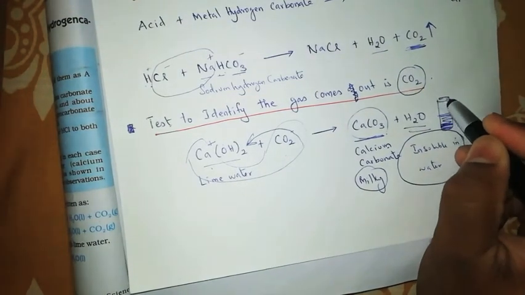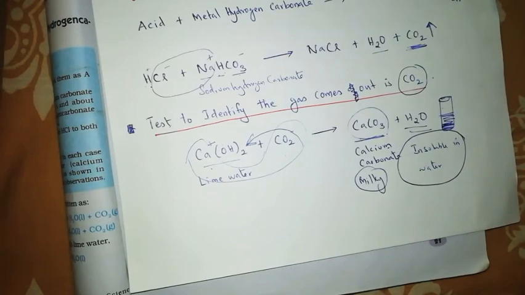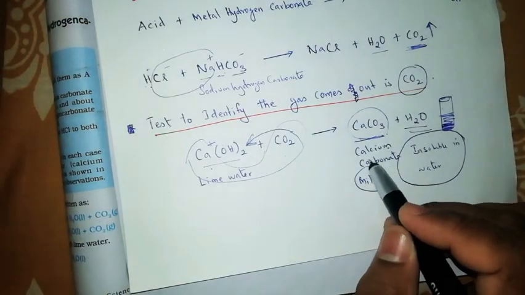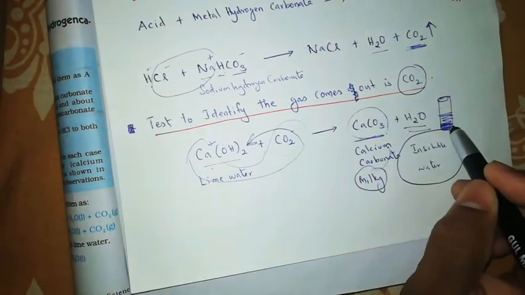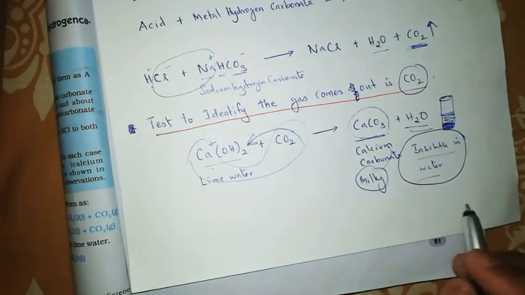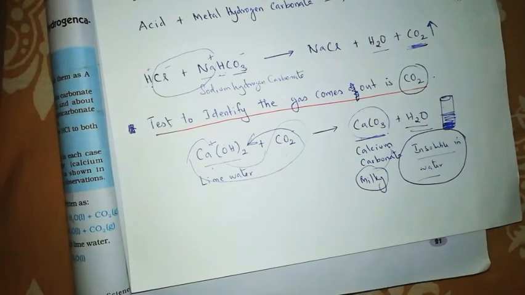Remember suspension? In a suspension, if you put some chalk powder, all the chalk powder comes down and settles at the bottom. Like that, if you leave it for some time, all the calcium carbonate comes down and settles at the bottom because it is insoluble in water. It won't dissolve.